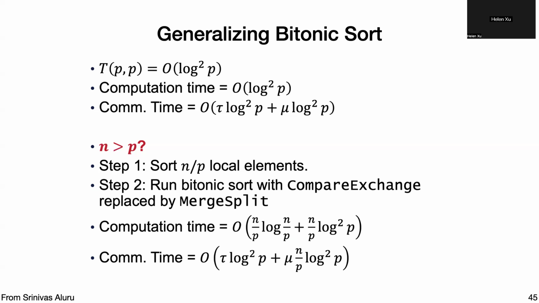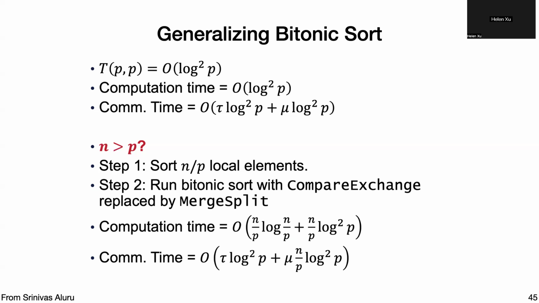Notice that this log squared is only in p. It's not in n, because the Bitonic part is only on the processors. But this part is the local sorting part. It takes n over p times log n over p to sort n over p elements. And then this is the Bitonic part, and this n over p is now in front. This used to be like 1, but now it's n over p because when you do the merge split, there's n over p elements in them.